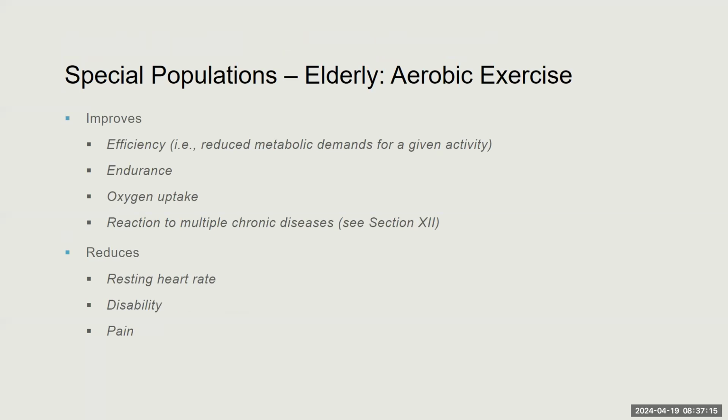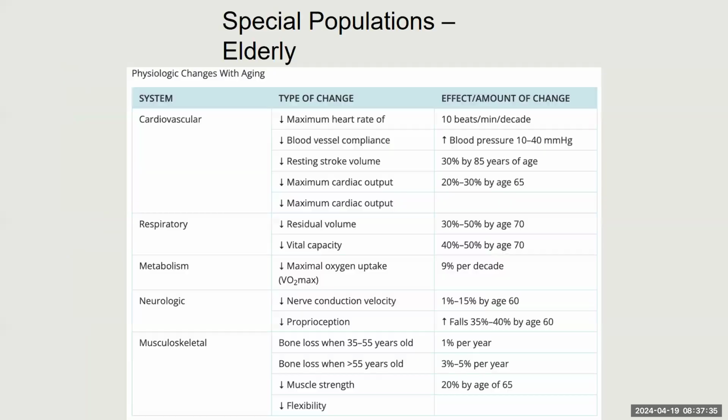With aerobic exercise, it's going to increase their efficiency. So meaning, they're going to have reduced metabolic demands for any given activity, and it's going to increase their endurance and oxygen uptake, and can actually cause a lot of chronic diseases to feel better. You're going to have a reduced resting heart rate, disability, and pain. So this is just a chart talking about everything we just went over a second ago.